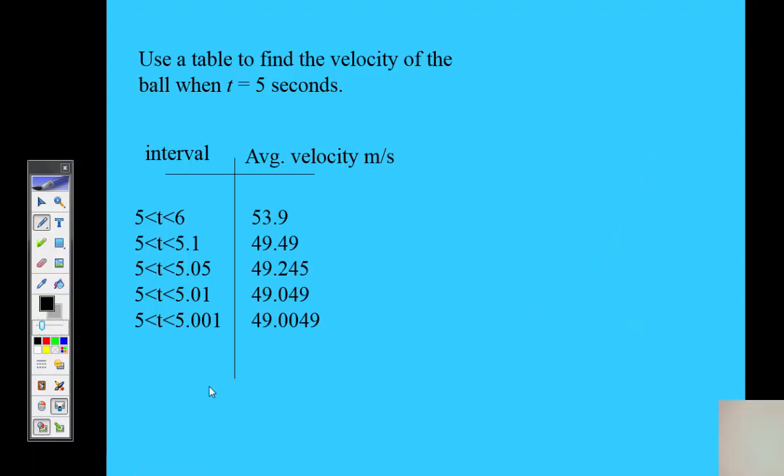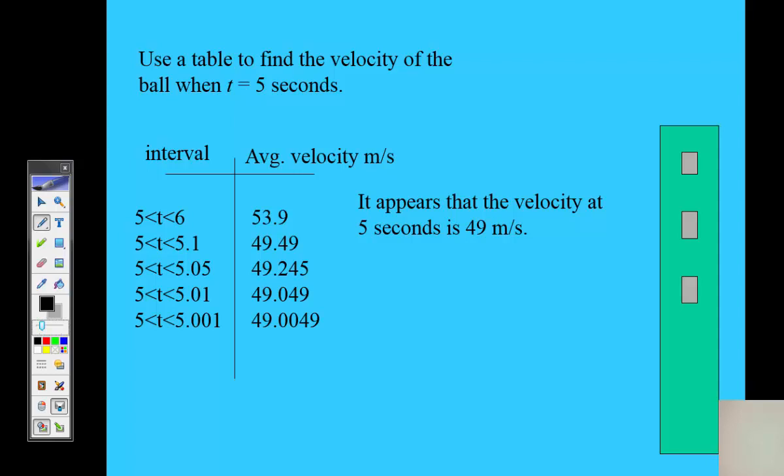So here are the values that we would get by calculating the slope of those secant lines as t gets closer and closer and closer to 5. You can see it appears it's approaching 49. And our units would be meters per second, to find the instantaneous velocity.